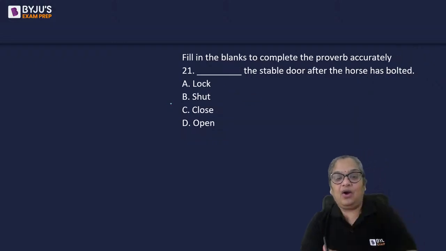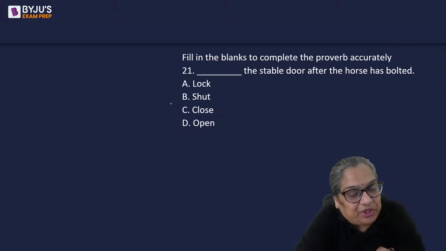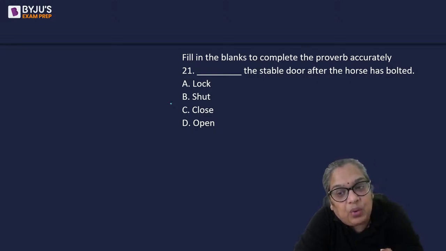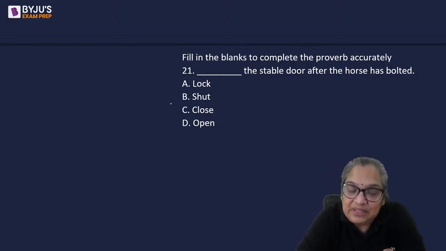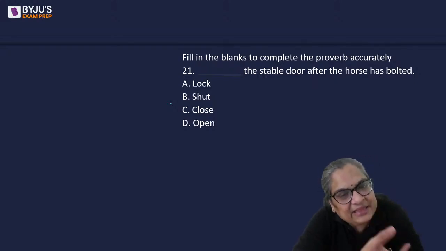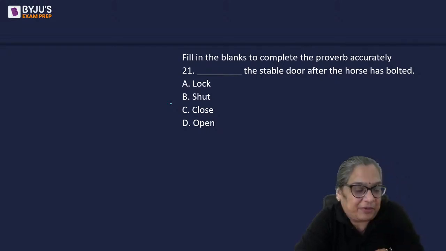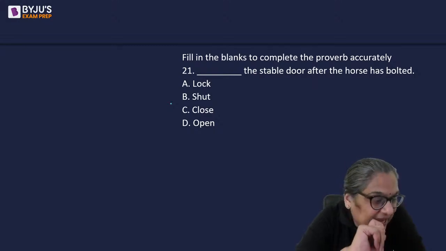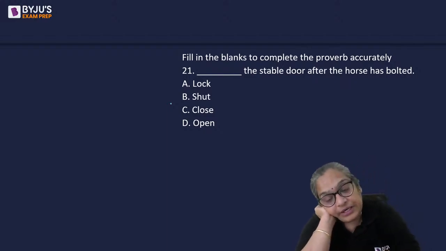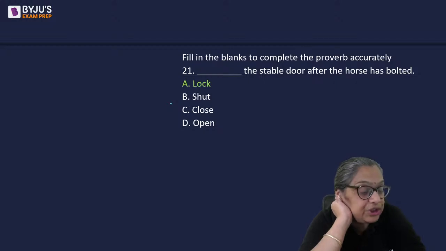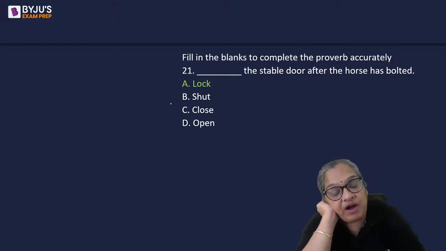All right, all right. What is the exact expression of dash the stable door after the horse has bolted, crying over spilt milk? Both of them, there's an expression, right? We say the proverb, idiom, or phrase, but sometimes we get it wrong. What is the exact expression? Okay, this is why you have to follow Cambridge or Oxford sources, because then you'll get the exact wording of the proverb. It is to lock the stable door, not to shut. To lock the stable door after the horse has bolted.